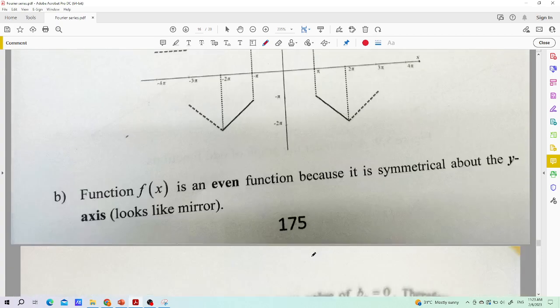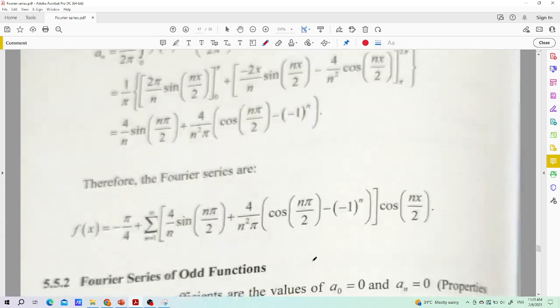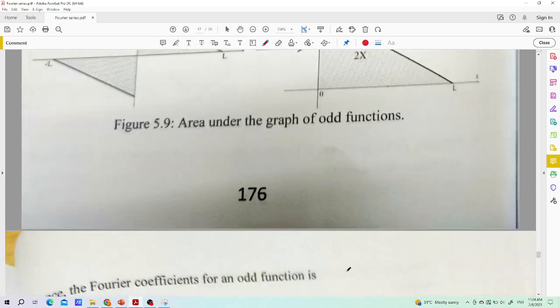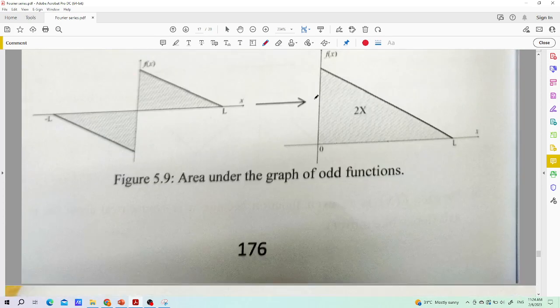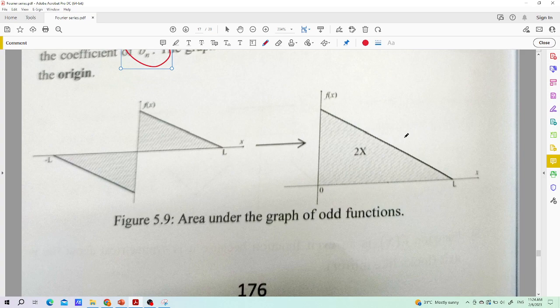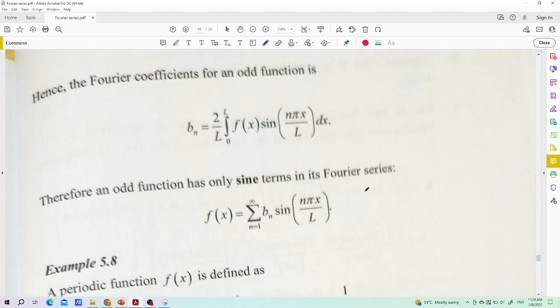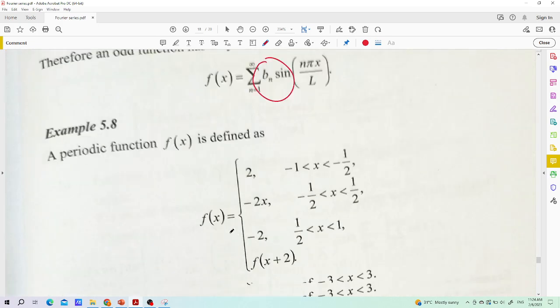Okay, and then there is another example. There is the even function, and then there is the odd function. We just deal with the coefficient bn, which means we deal with the sine. We calculate two times, just double the area, because we know that it's symmetrical. So we just deal with the sine term, and for the Fourier coefficient we use this f(x).